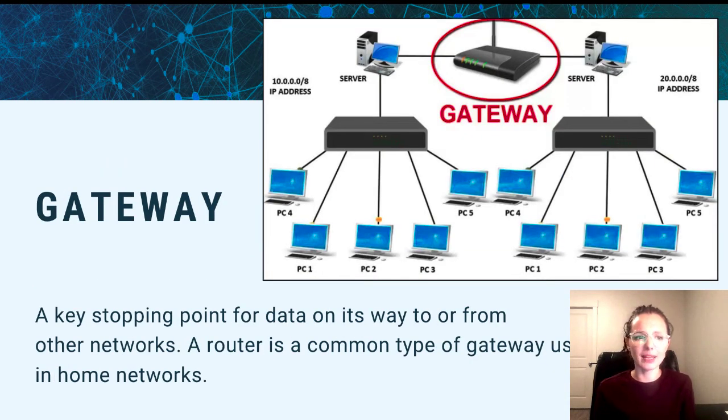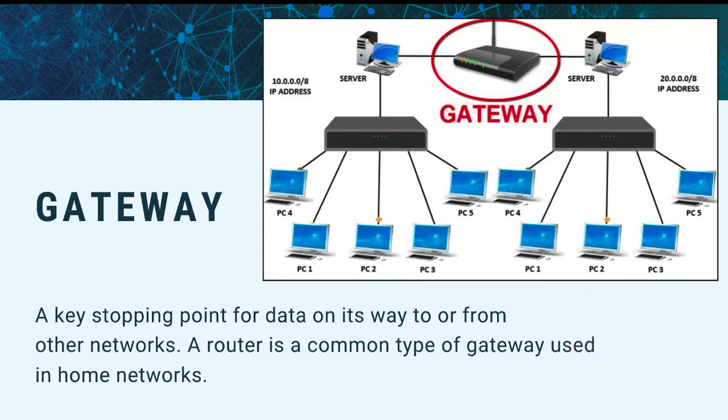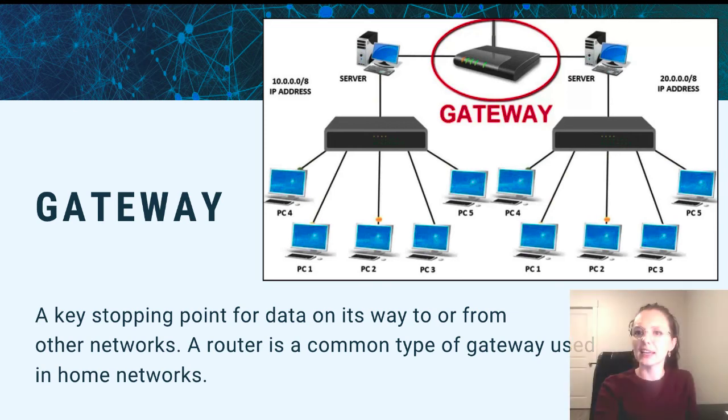Finally, we're going to talk about a gateway. It's a key stopping point for data on its way to or from other networks. A router is a common type of gateway used in home networks. It can connect a computer of one network to another and define the boundaries of a network. So if two networks of different kinds of protocols want to connect to each other, both networks need to have gateways which provide exit and entry points for computers from two networks to communicate.